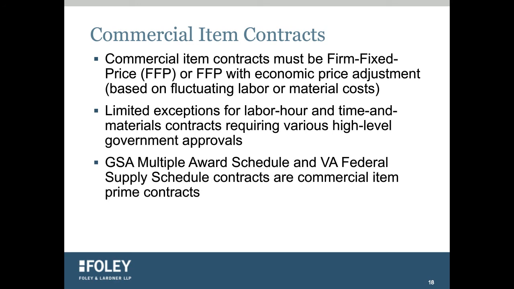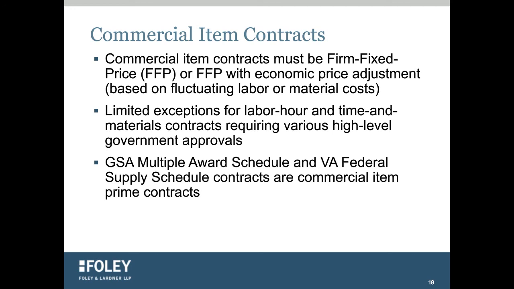Okay, so if you already have your product or service on the schedule, the government has already determined it's a commercial item. And you can use that oftentimes when you're then selling that same product to the government under a non-GSA or VA federal supply schedule contract as a basis for saying, hey, government, this is a commercial item. We have it on our schedule. The GSA has already acknowledged, or VA has acknowledged, it's a commercial item.